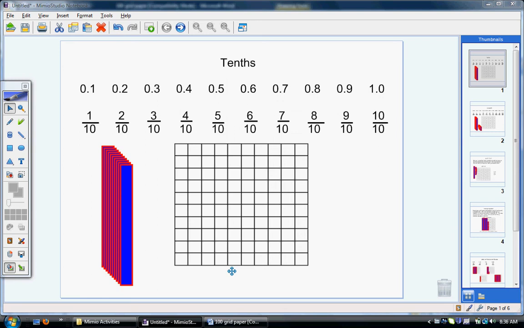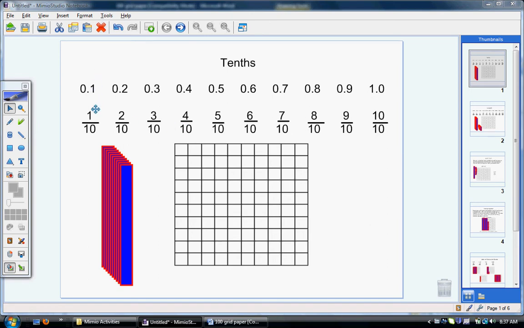Today we're going to practice drawing decimals. First we're going to look at tenths. Here I have the tenths written out in decimal form. This is 1/10, 2/10, 3/10, 4/10, 5/10, 6/10, 7/10, 8/10, 9/10, and 10/10 is really the same thing as 1 whole. Down here I have them written in fraction form.